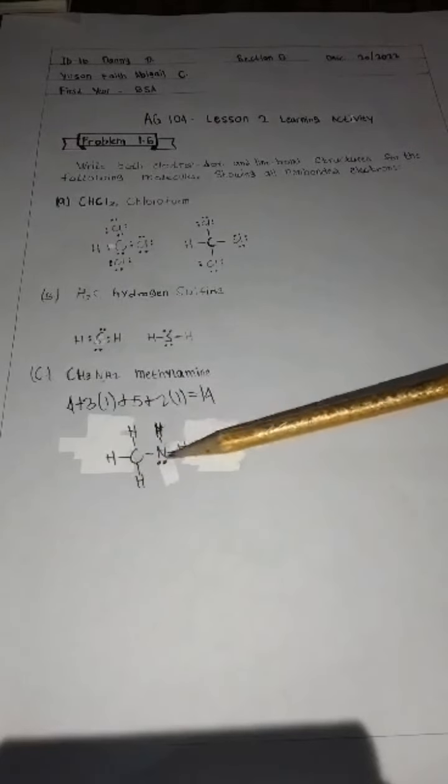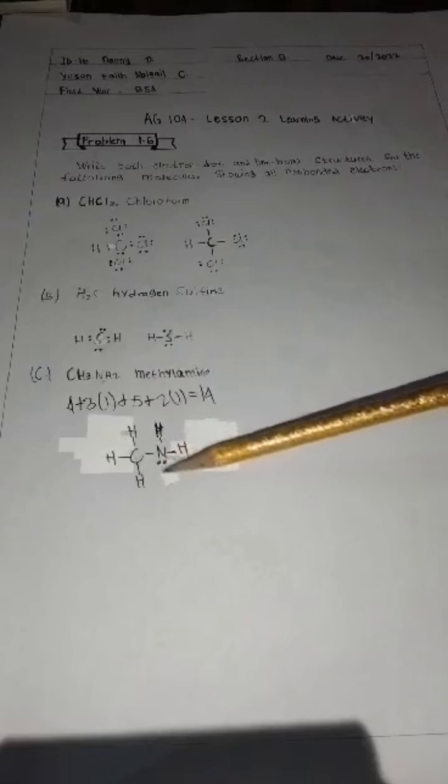We have CH3NH2, methylamine. So we have carbon in the center, with the 3 hydrogens, and then 1 nitrogen with the 2 hydrogens. So you can count the bonds: 1 2 3 4 5 6. So 6 times 2 equals 12. So 2 are left. So we need to put 2 dots here.